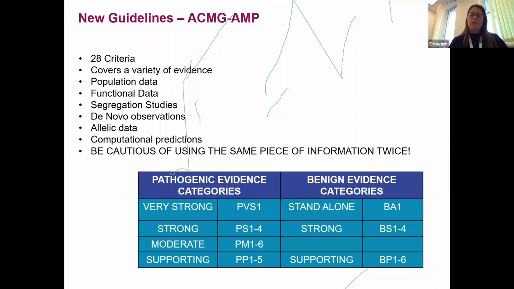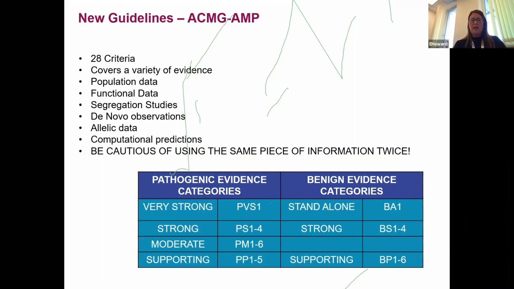So most of the schemes that GenQA and EMQN run, we classify according to the ACMG, and this is because they're more international guidelines and not specific to one country. So just turning our attention more focused on the ACMG, what do these cover?